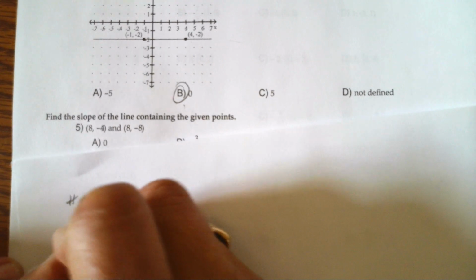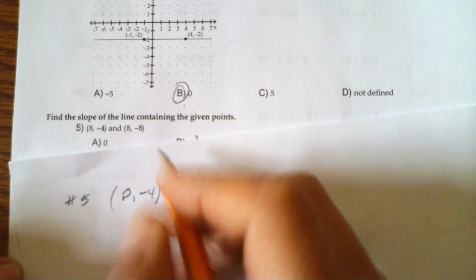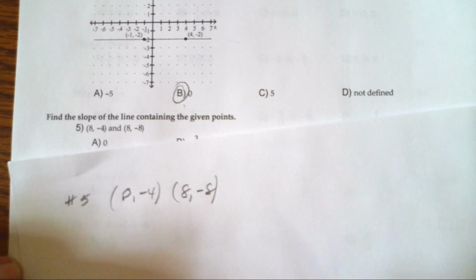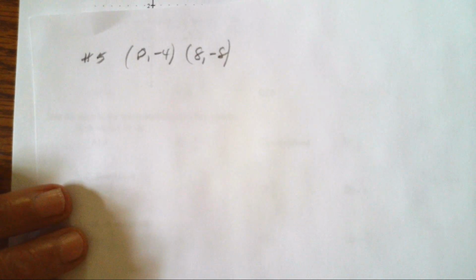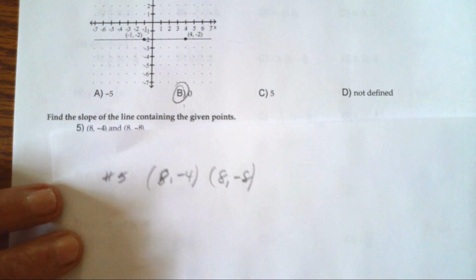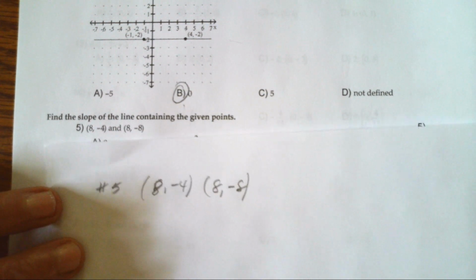Number 5. My points in question are (8, -4) and the second point is (8, -8). So, this is an 8. I can do that a little better. (8, -4), (8, -8).